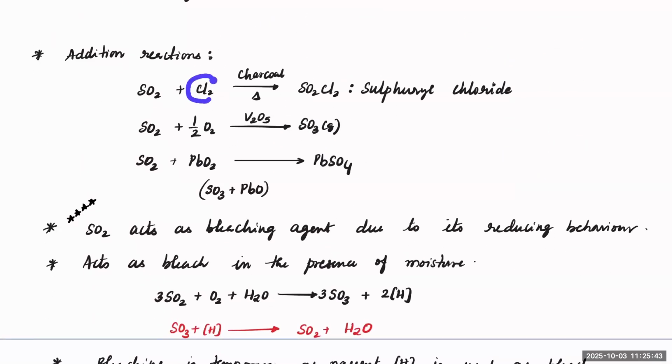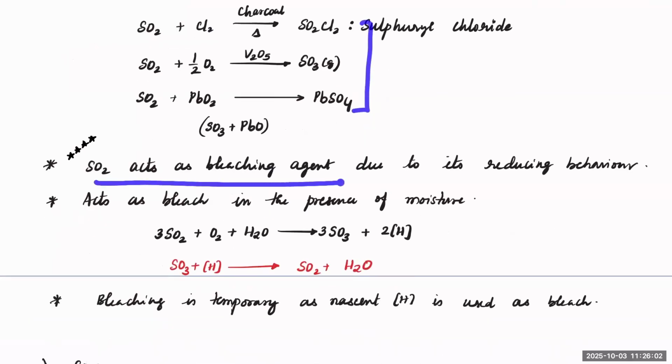You can see SO2 plus Cl2 will make SO2Cl2. Half O2 will make it SO3. PbO2 will make it PbSO4. In all these reactions, you will notice, oxygen is getting added to the SO2 itself and converting into these products. Now, SO2 can act like a bleaching agent also due to its reducing behavior.